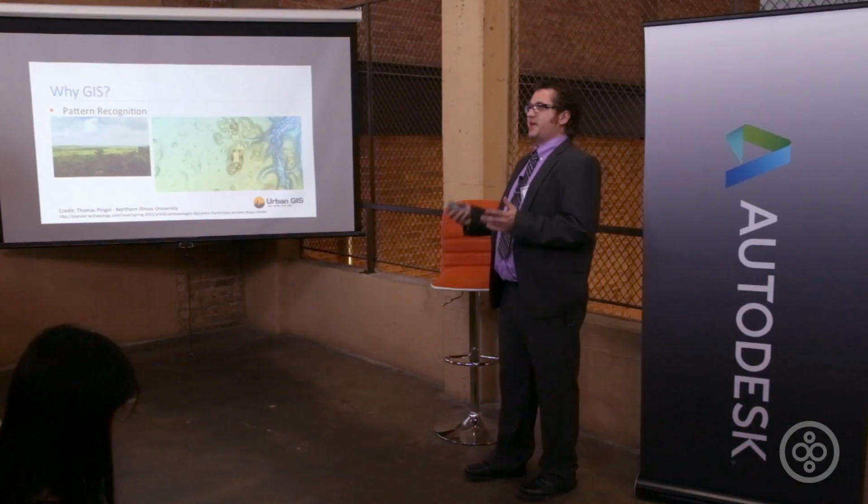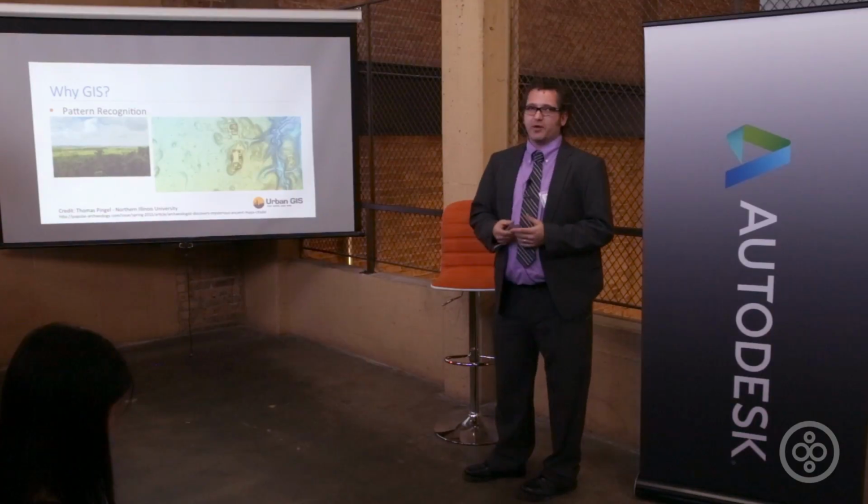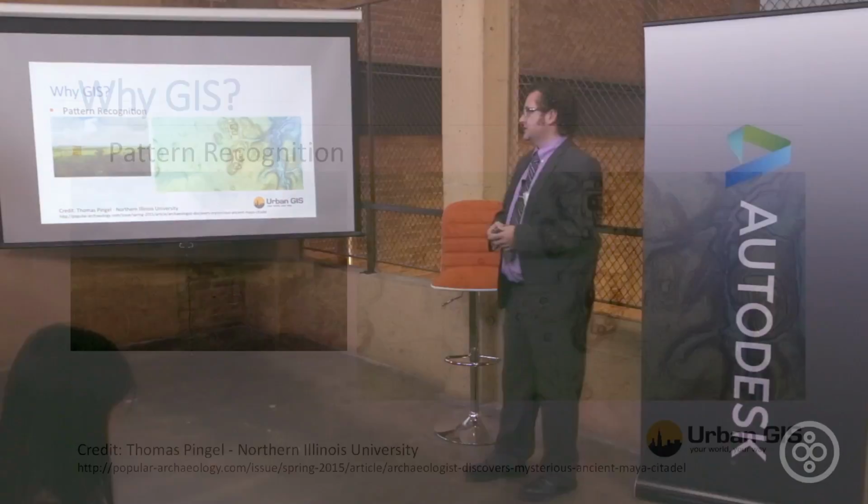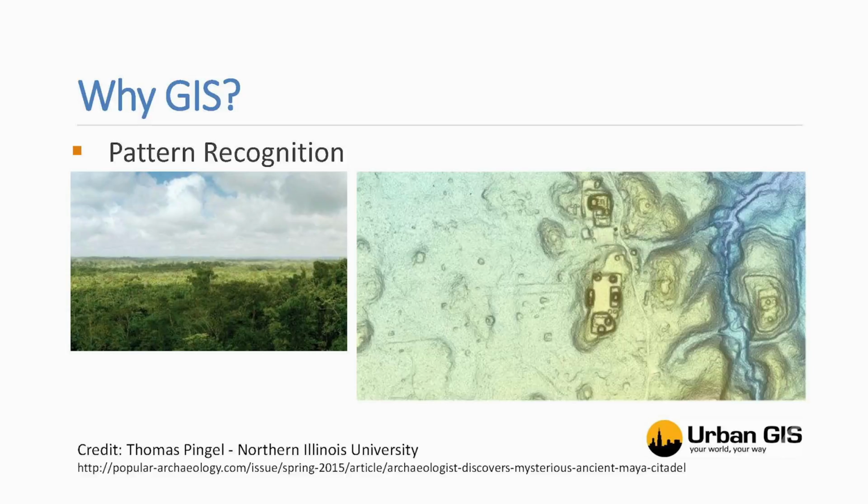GIS allows us to recognize patterns in the world around us that we may not be able to see otherwise. On the left here is a normal photographic image, and I think this is from Brazil. I'm sorry, I don't remember where it's from. I should remember. But a friend of mine actually did this.